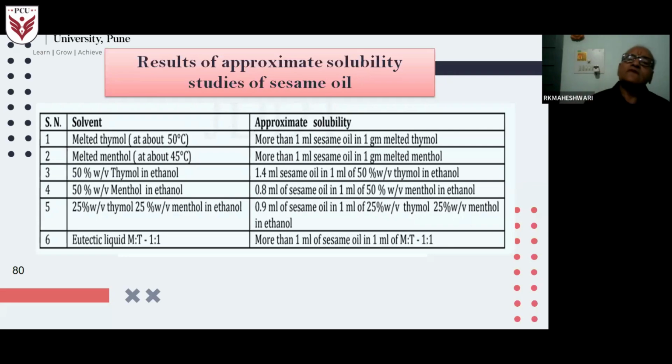Now extraction was done. 3 grams of sesame seed powder in a test tube, with 9 grams of thymol, on a water bath, at 50 degrees centigrade. During the melted condition of the thymol, the test tube was shaken, again heated, again shaken, for about 30 minutes. During this 30 minutes, melted thymol dissolved the sesame oil present in the sesame seed powder. Then this was strained through cloth.